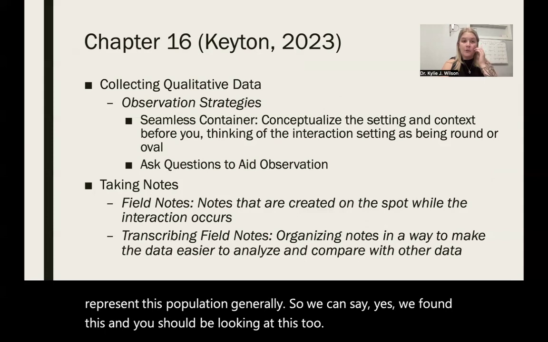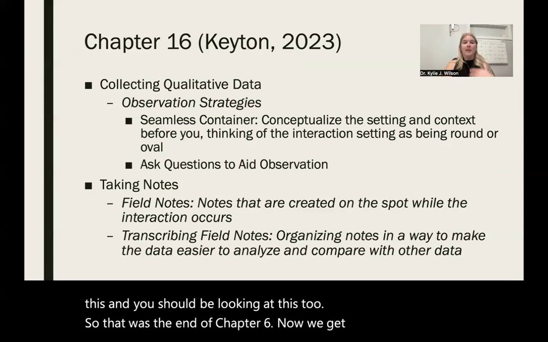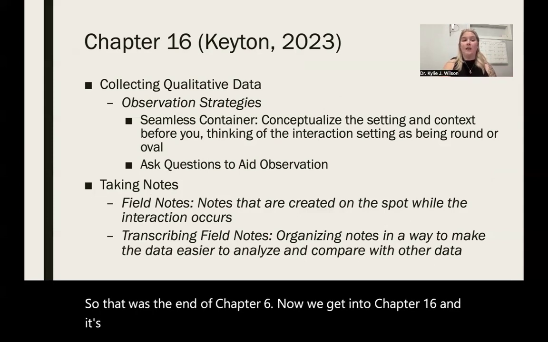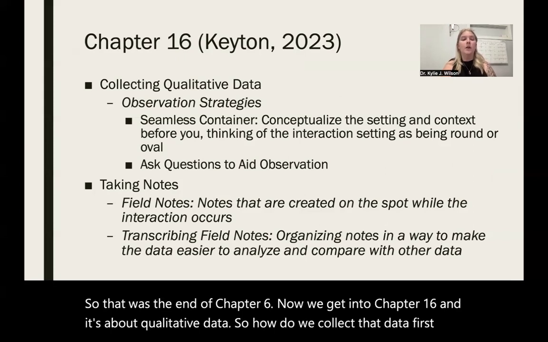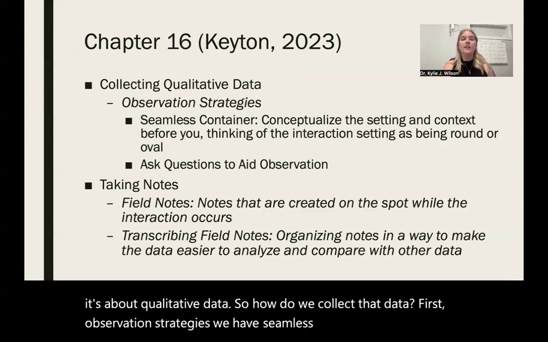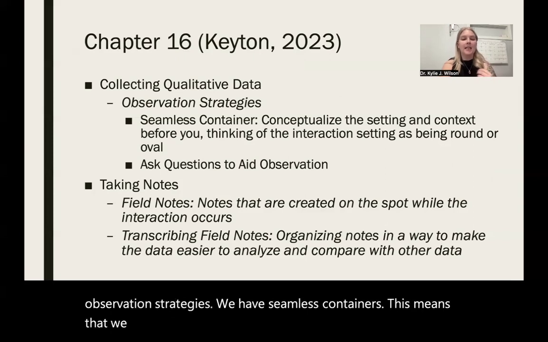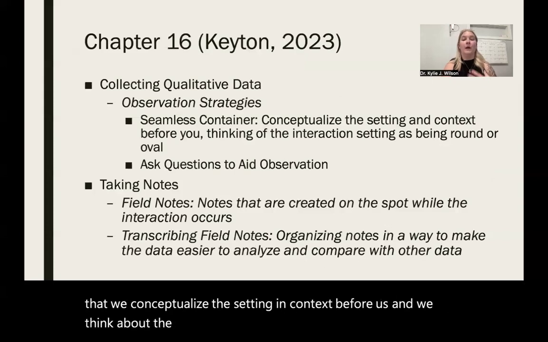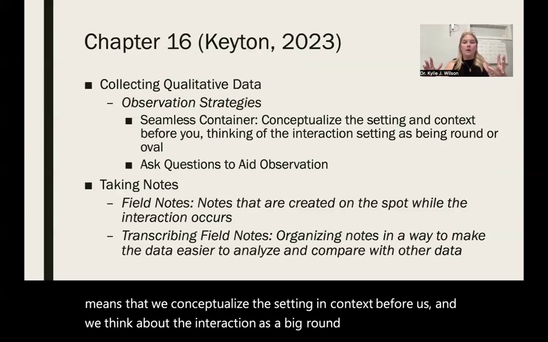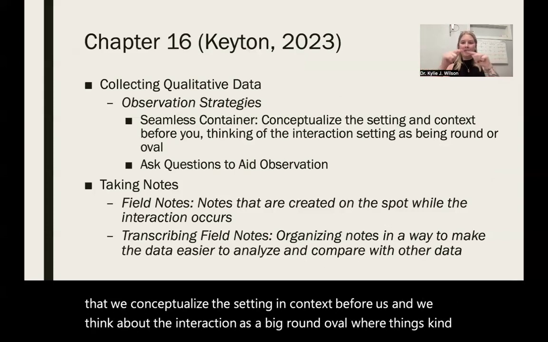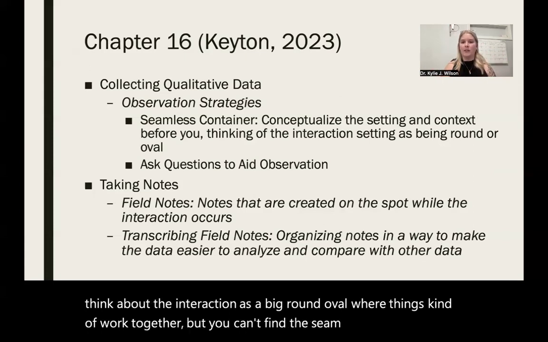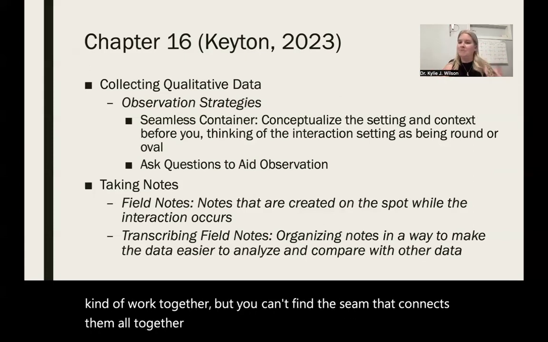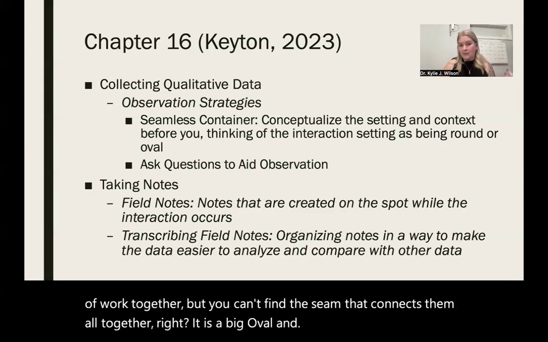So that was the end of chapter 6. Now we get into chapter 16, and it's about qualitative data. So how do we collect that data? First, observation strategies. We have seamless containers. This means that we conceptualize the setting and context before us, and we think about the interaction as a big round oval where things kind of work together, but you can't find the seam that connects them all together, right? It is a big oval, and it's basically seamless.